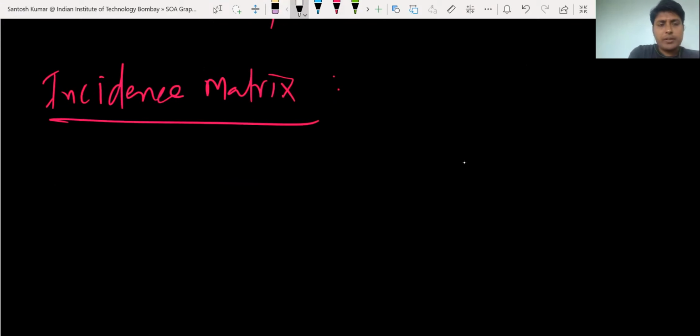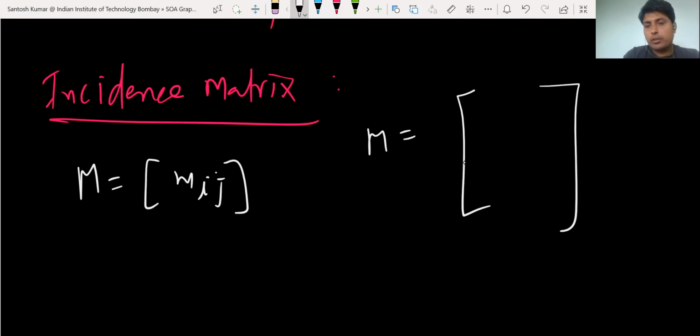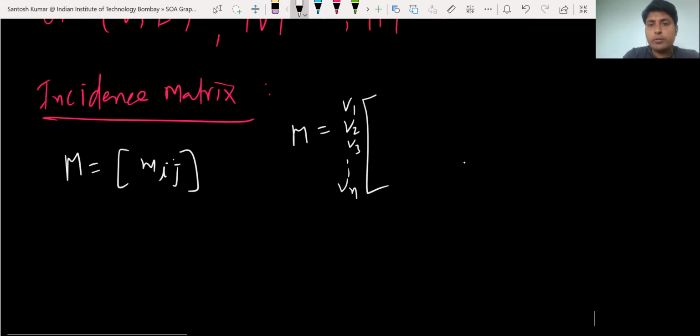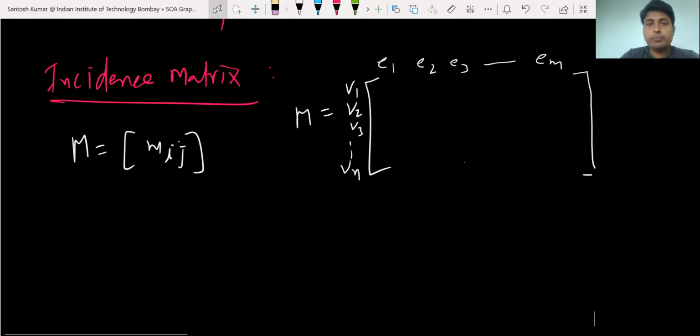Let me write the incidence matrix as M = Mij. This matrix M will have rows V1, V2, V3, and so on up to Vn, one row per vertex. And the columns will be E1, E2, E3, and so on up to Em. There are m edges and n vertices.